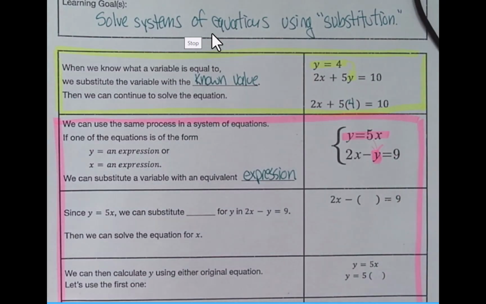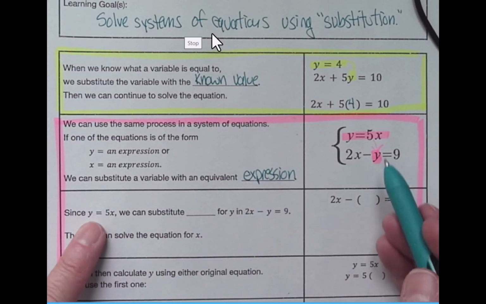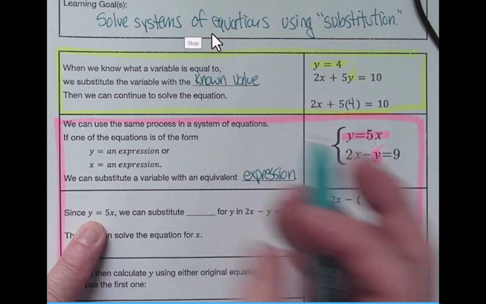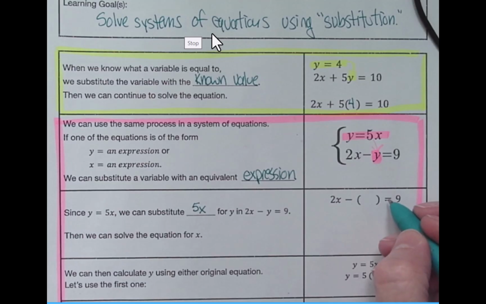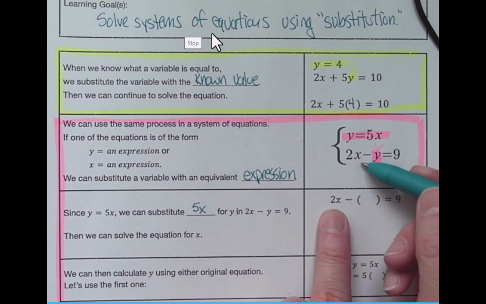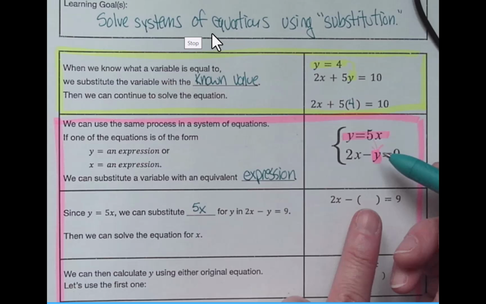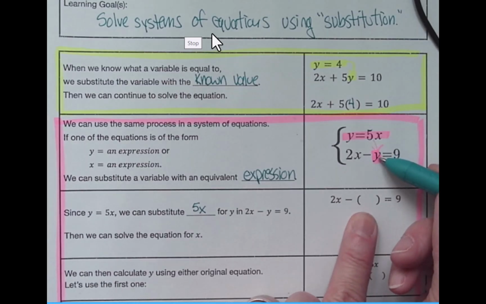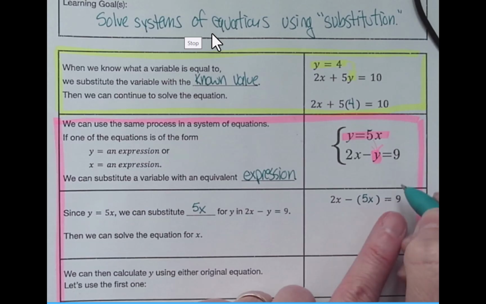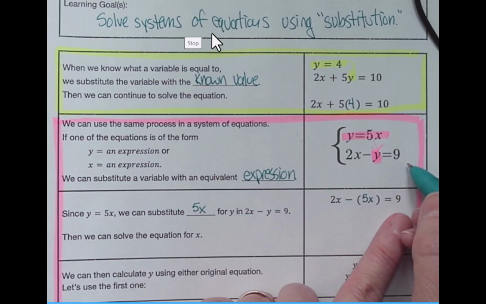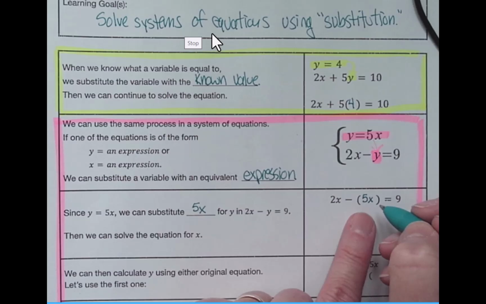So let's go ahead and do that. Since y is equal to 5x, we can substitute 5x in for y into this other equation. So 2x minus, here we are at y, but I'm not going to write y. I'm going to write what y is equal to. It's equal to 5x. And then I'll just finish writing the equation once we've got it substituted in.